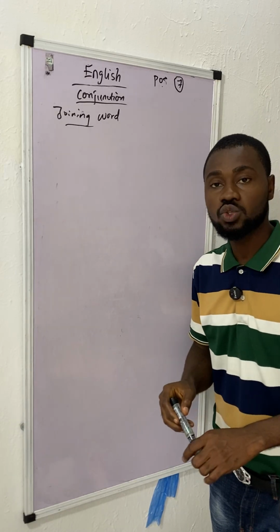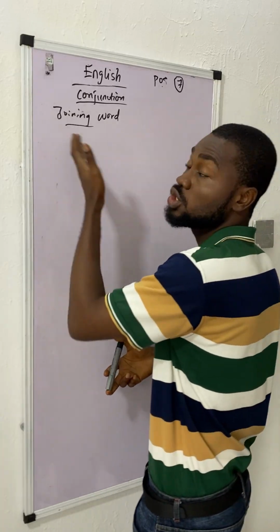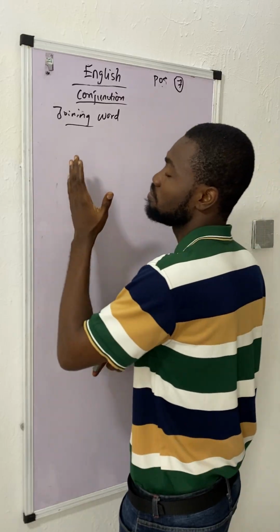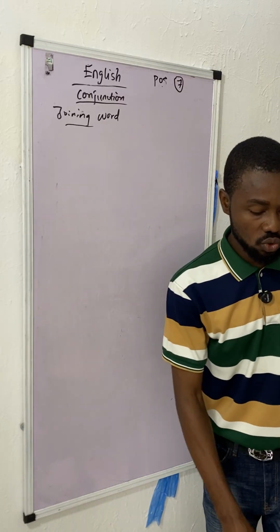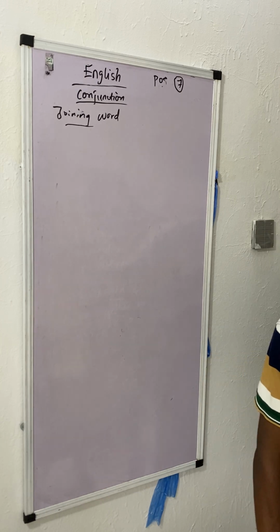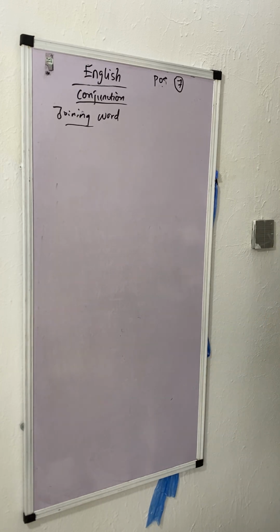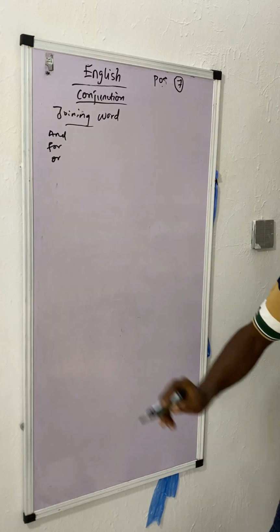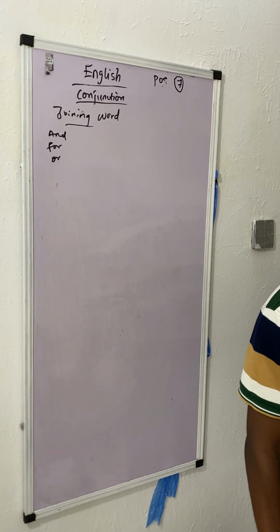What does it do? It joins what? Two parts together. It could be joining two words. It could be joining two parts, which is main clause and subordinate clause, and so on. It just connects sentences, phrases, clauses, and so on. That's the function of a conjunction. What are the most common conjunctions? We have conjunctions like and, for, or. All those are conjunctions.